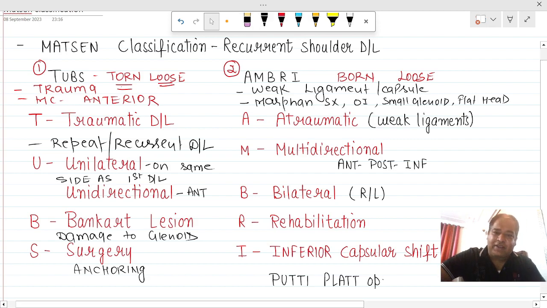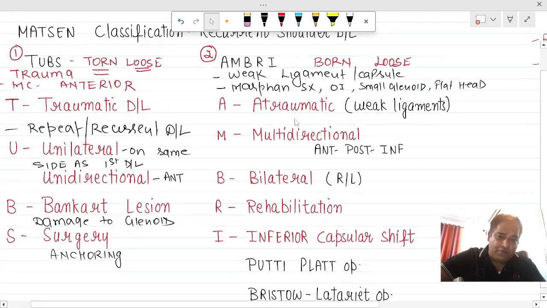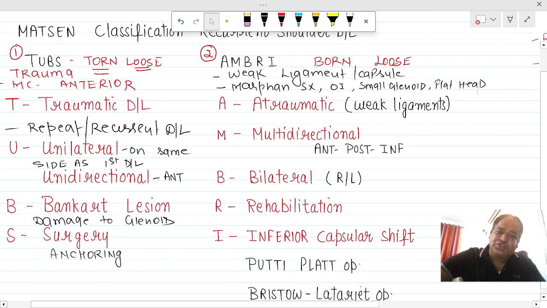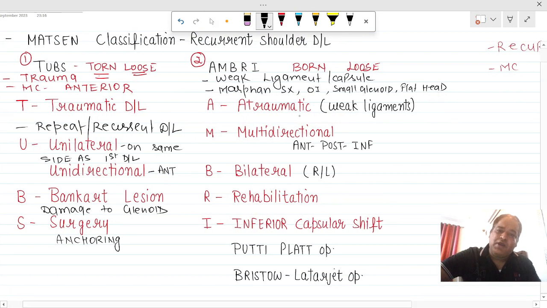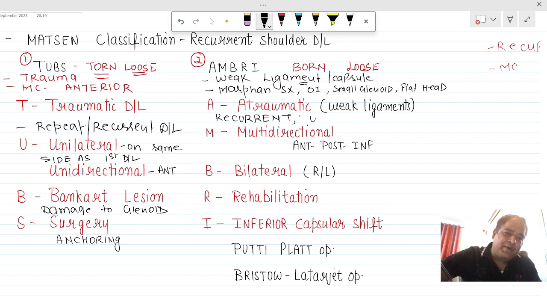See, it is actually prone to dislocation in all of us. But in some patients, it is much more prone to dislocation because they have got congenitally weak ligaments. Now, in these people, the dislocation can be recurrent. It may occur again and again. And buddies, this will occur with trivial trauma. Trivial means minimal trauma.